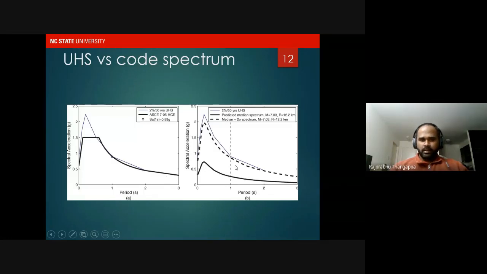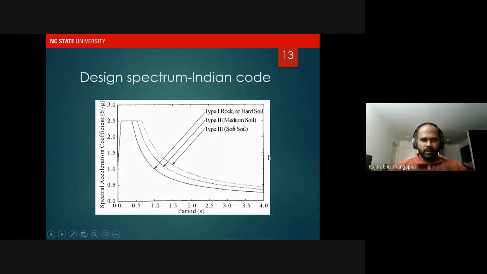And on the right, you have the comparison between the uniform hazard spectrum and the median spectrum predicted by the ground motion models. So moving on, when it comes to India, we have this design spectrum in IS 1893, and this is based on the different types of soil.